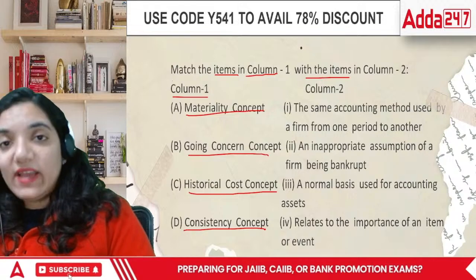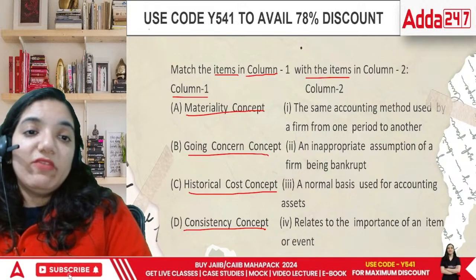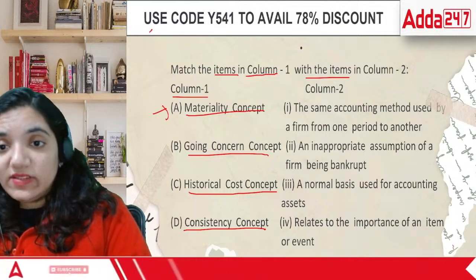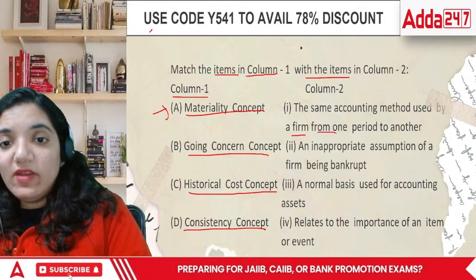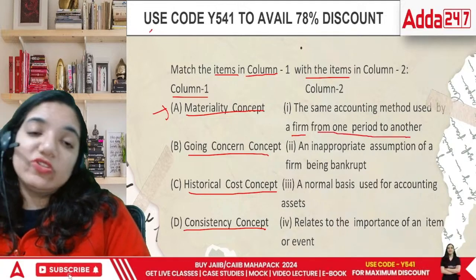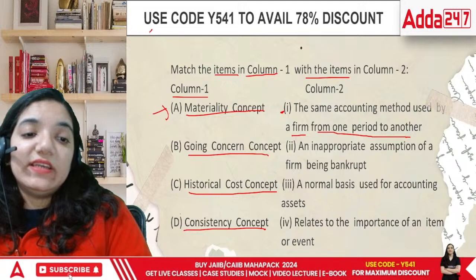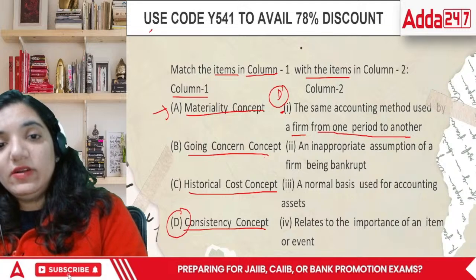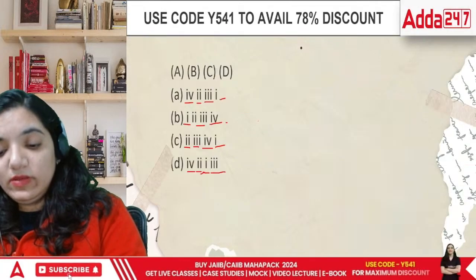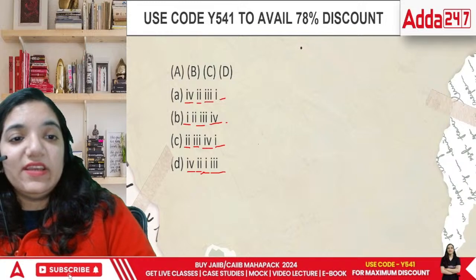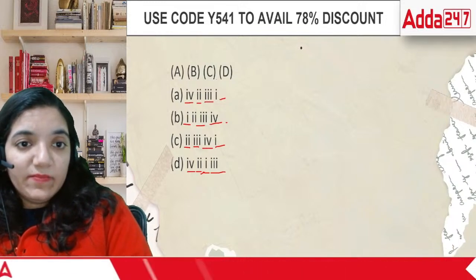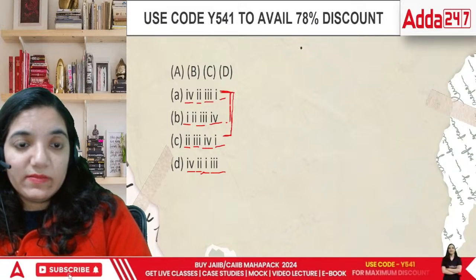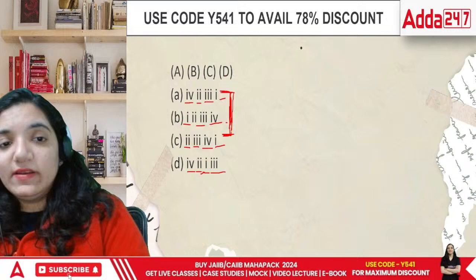Now let's move back and do them individually. When we look at materiality, record only the thing which is very, very important. The same accounting method used by the firm from one period to another, the same thing used over a period of time, is D. Okay, now I know D is 1. So in this case, what would be the answer? If D is 1, then D1, I have two options. It is A and C.